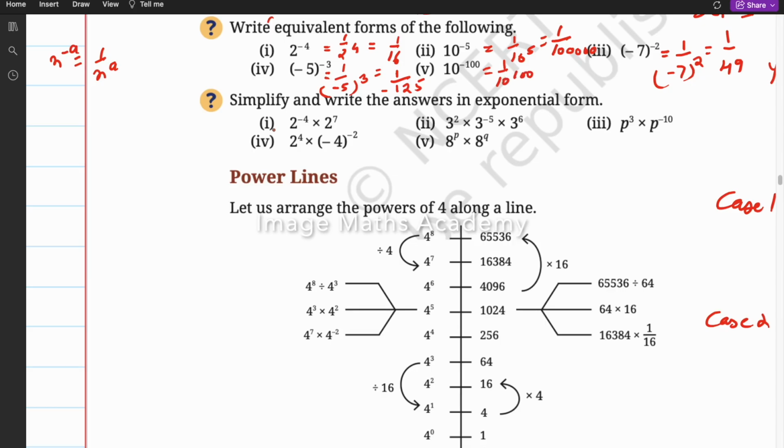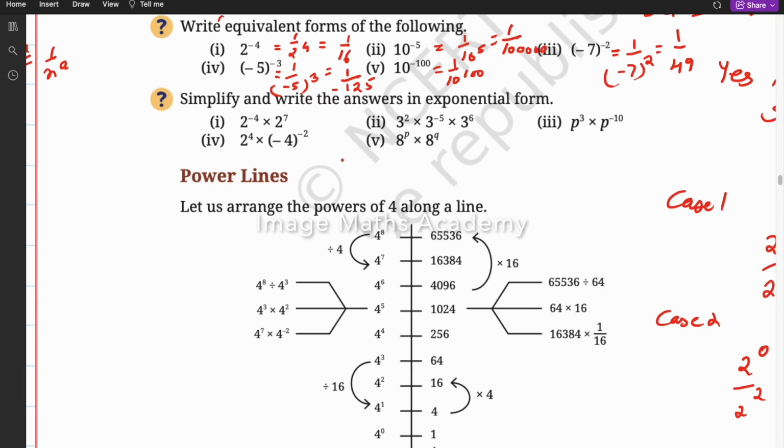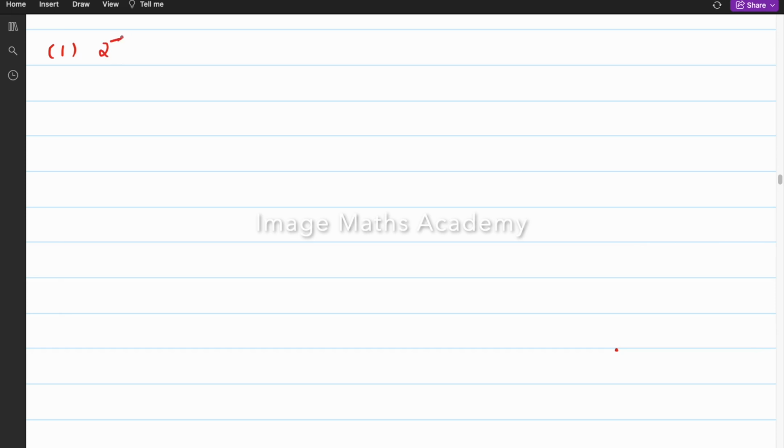Next is simplify and write the answers in exponential form. सिंप्लीफाई करना है, आंसर्स लिखना है एक्सपोनेंशियल फॉर्म में. First one, 2 to the power minus 4 multiplied by 2 to the power 7.